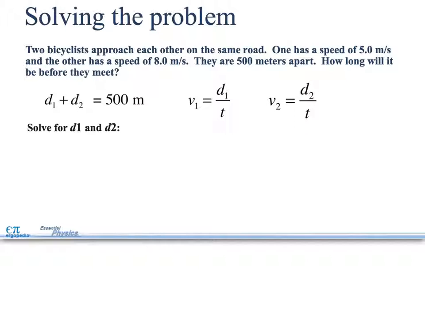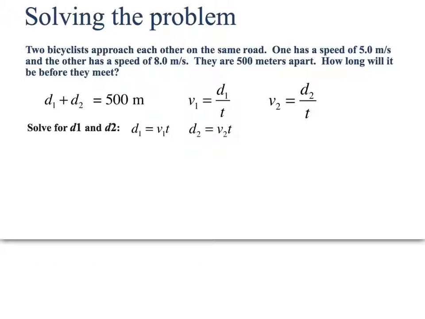So solve for D1 and D2. D1 is going to equal V1 times time, and D2 is going to equal V2 times time. All I did was multiply up to get D2 equals V2 times time.